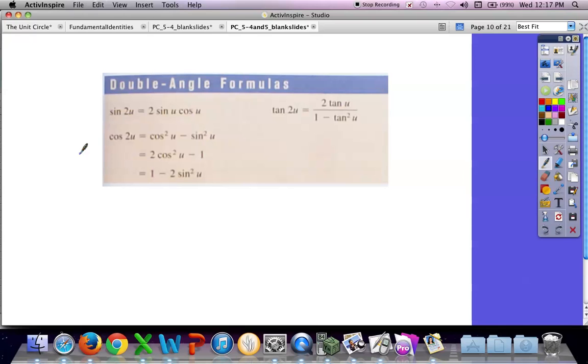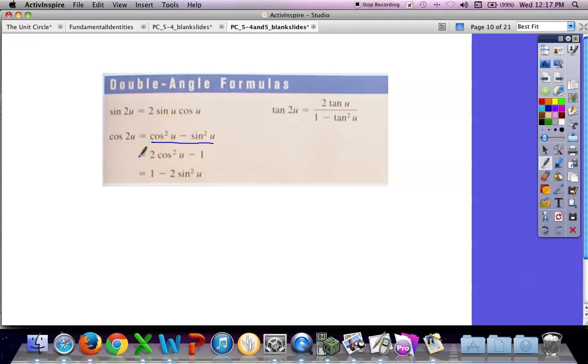Normally, that's not the form we use, because remember, whenever we had an expression that was a mix of functions, we tried to make it all the same thing. Well, you can take this cosine squared minus sine squared and substitute either for cosine squared or for sine squared, so that it's all in terms of one of them. And you would get 2 different formulas, right?